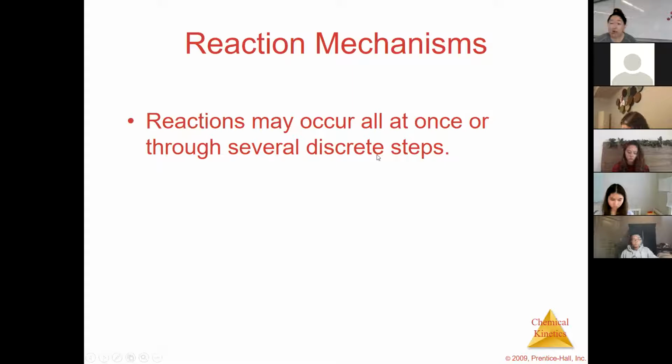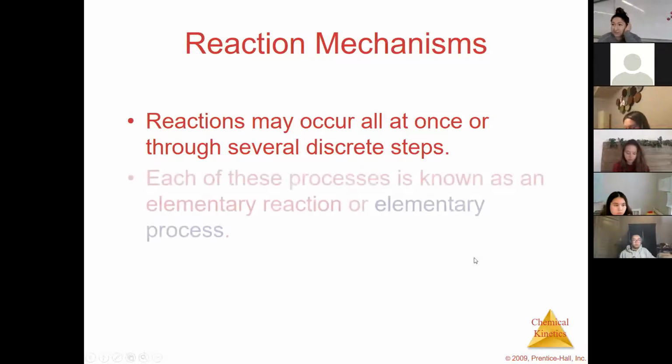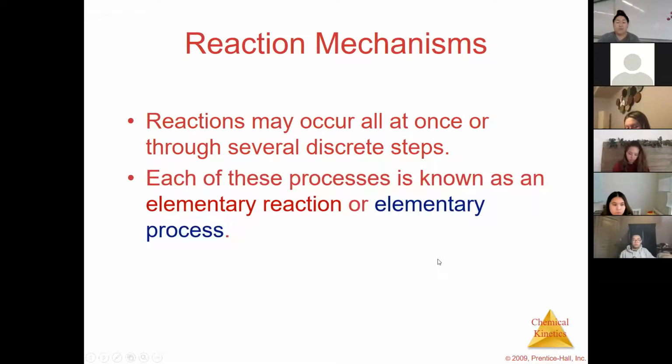Reactions may occur all at once. It may actually be just one step, and the rate law looks just like your formula or equation. But usually it's through several discrete steps. And those individual steps that we don't see have a vocabulary term called elementary steps, or elementary reactions. So maybe there are 3 equations that happen that combine to make an overall reaction. So there are 3 elementary steps.